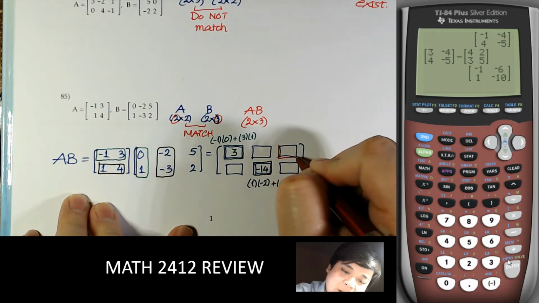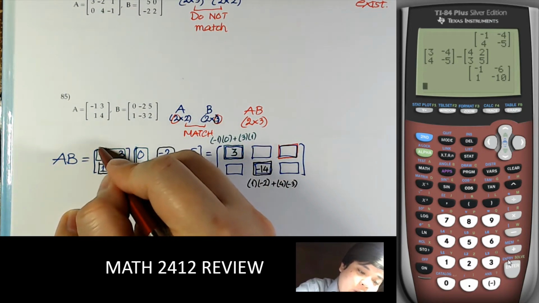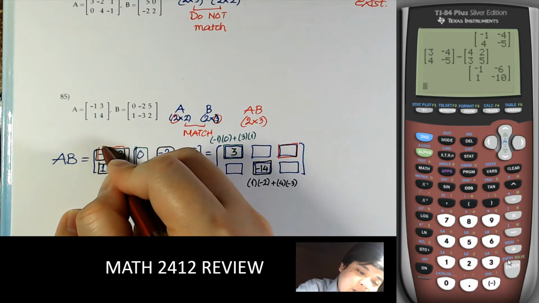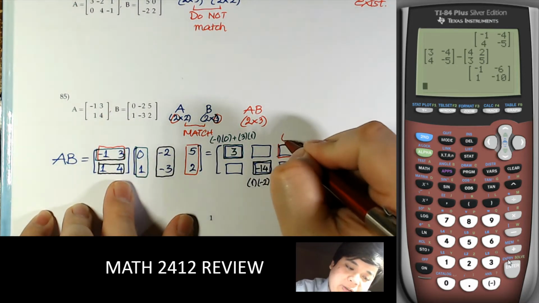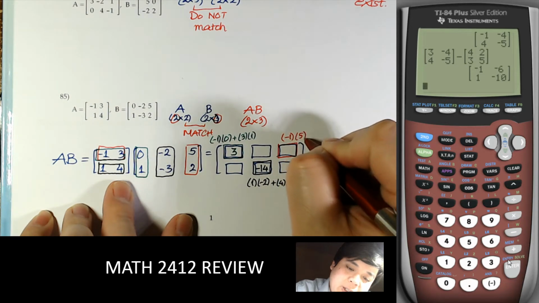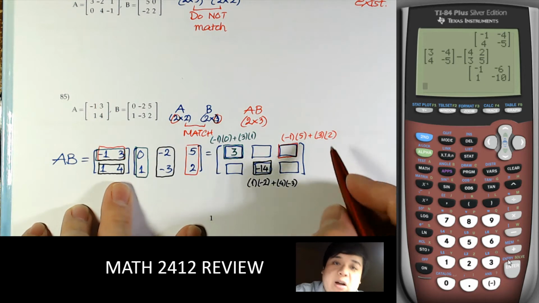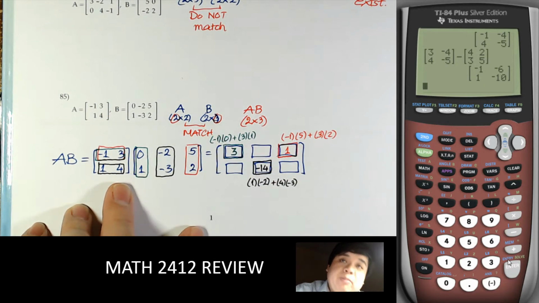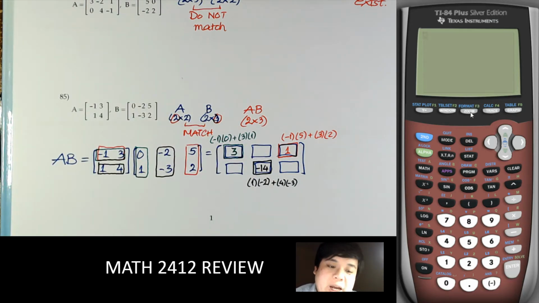How about this one? This one is on the first row and the third column. So the row from the first matrix, the column from the second matrix. So we have negative 1 times 5 plus 3 times 2. So that is negative 5 plus 6, so that is 1. The rest, of course, we can just do that, but we can also use the calculator.